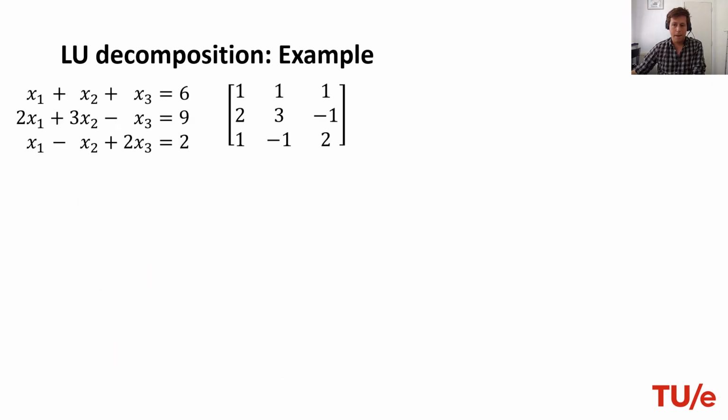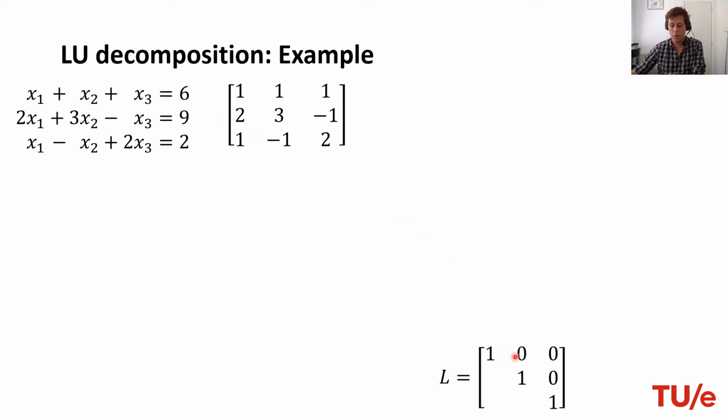Let's look at an example of how to do this. Again, we use our trusted linear system, which we already introduced in the beginning of this video lecture. The matrix A for this system can be written as such. So this is the coefficient matrix, which we then want to decompose into a lower and upper triangular matrix.